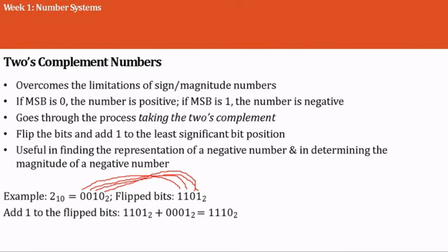The next step is we're going to add 1. So if we add it, 1 plus 1 is actually equal to 0, and we have a carry. Then 1 plus 0 is 1, and then bring down 1. So we have 1, 1, 1, 0. That is equivalent to negative 2.